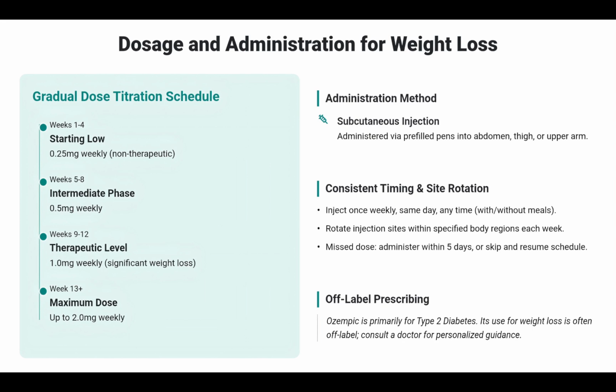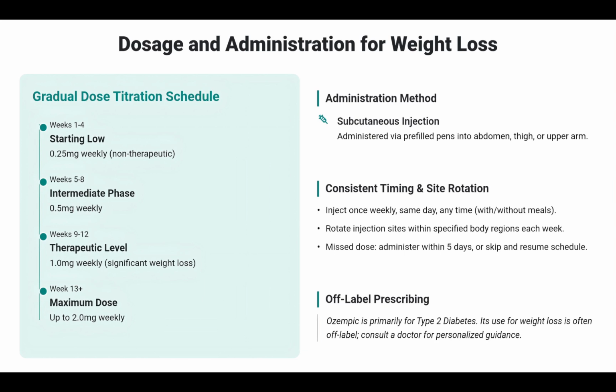Let us now move to the practical prescribing information, doses, and administration, because getting this right is essential for both safety and efficacy. Ozempic follows a gradual dose titration protocol, which is specifically designed to minimize gastrointestinal side effects during treatment initiation. Weeks 1 through 4, we start at 0.25 mg once weekly. This is a purely non-therapeutic dose. Its sole purpose is to allow the body to adapt to the medication and reduce GI side effects. Do not expect therapeutic glycemic or weight loss effect at this stage.